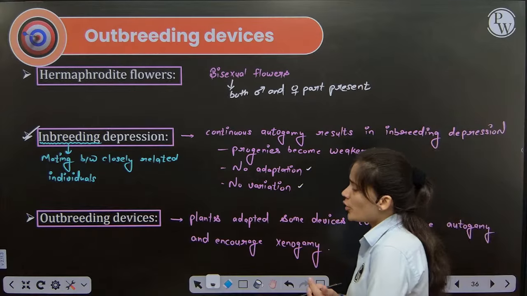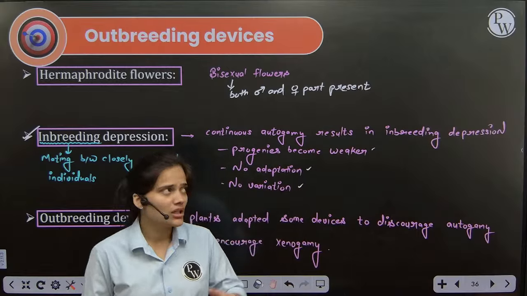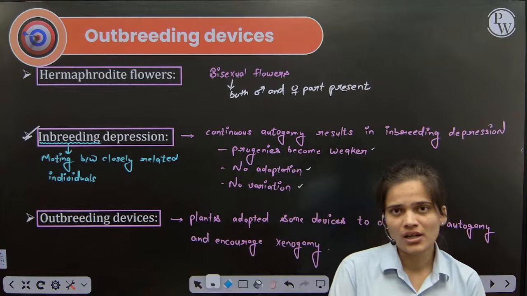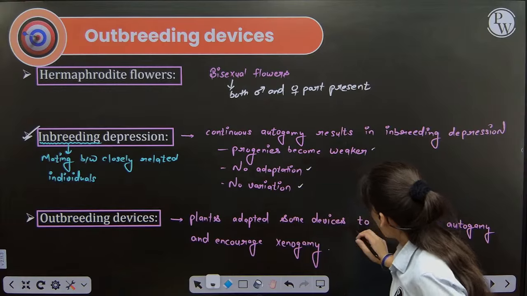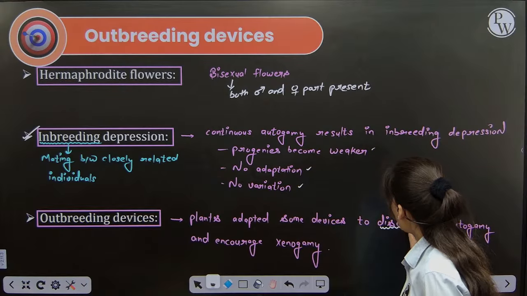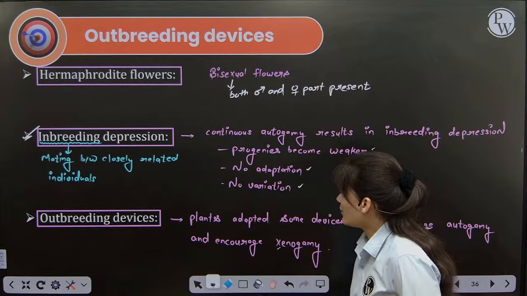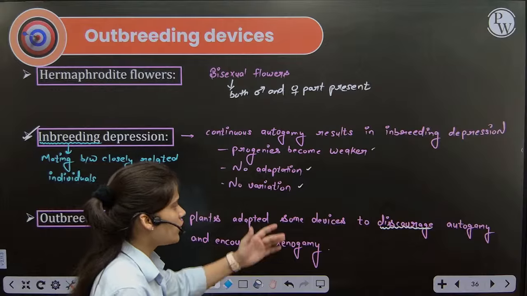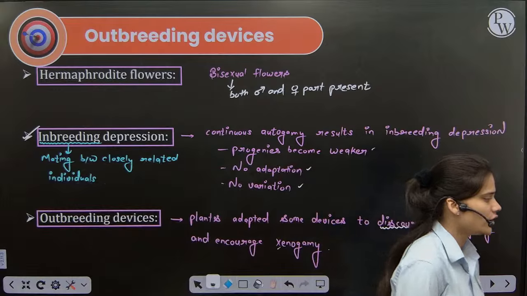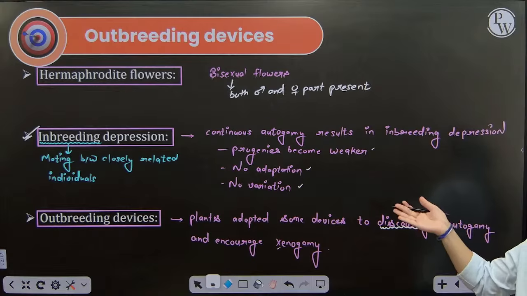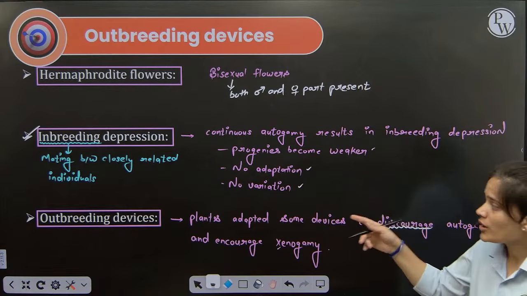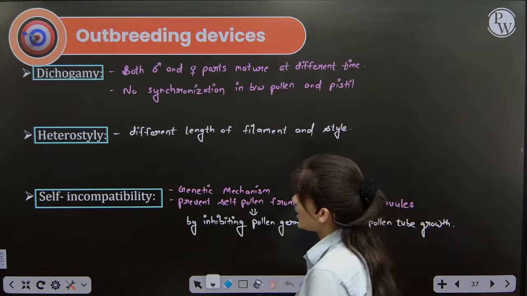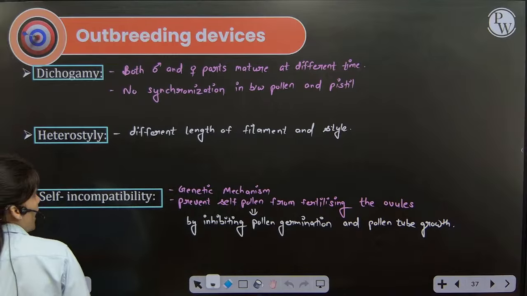Now, in order to avoid autogamy in these hermaphrodite flowers, the plant needs to adapt something so that autogamy can be discouraged and cross pollination or xenogamy can take place. So plants adapt some devices to promote xenogamy and to discourage autogamy. These devices are known as outbreeding devices. First one is dichogamy.